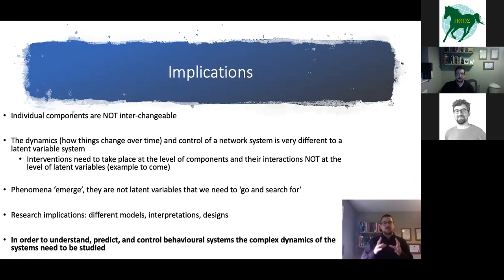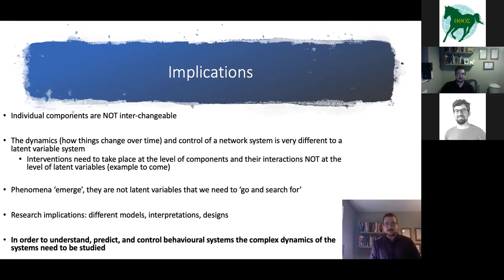So one of the big implications is that individual components are not interchangeable. Like I mentioned, every variable we measure potentially has its own causal power. It also means that the dynamics of how things change over time and how we control network systems are very different. So interventions have to take place at the level of the variables and their interactions, and not at the level of latent variables. I'll come on to an example of that in a second.